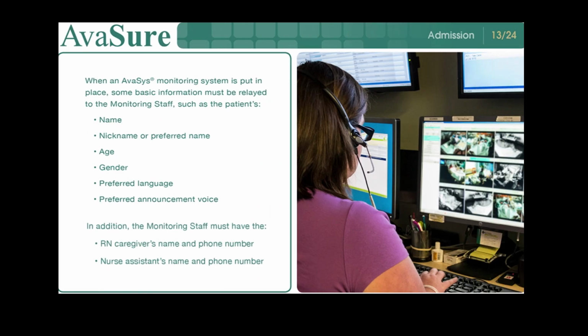When an AvaSys monitoring system is put in place, some basic information must be relayed to the monitor technician, such as the patient's name, nickname or preferred name, age, gender, preferred language, preferred announcement voice. In addition, the monitor tech must have the RN caregiver's name and phone number, nurse assistant's name and phone number. The pieces of information are critical to ensure clear communication between the monitor tech and the patient, as well as the monitor tech and the staff caring directly for the patient.